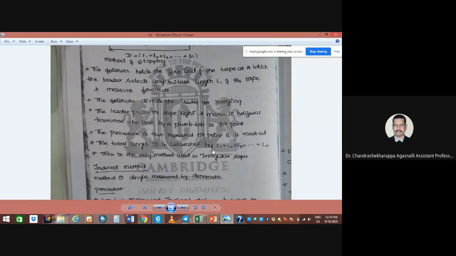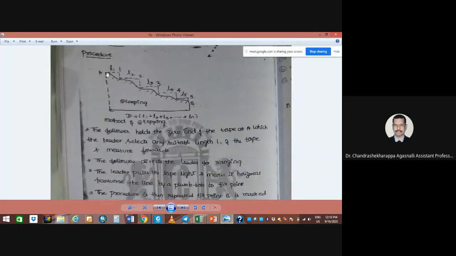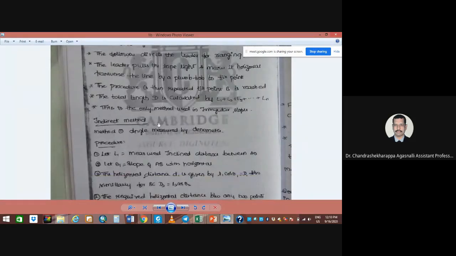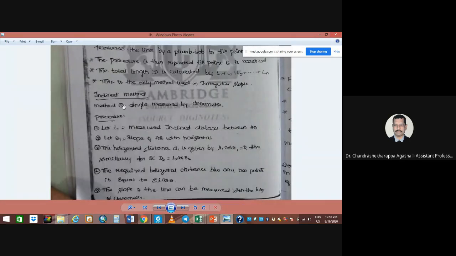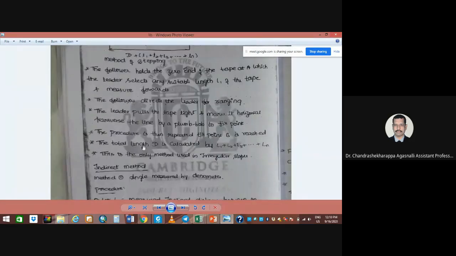The total distance D is calculated by L1 plus L2, L3, and so on. This is the only method used in irregular slopes, where the slope is undulating. Look at this: it's undulating topography. At that time we will use this method. This is the direct method; you can see it and you can step it out.